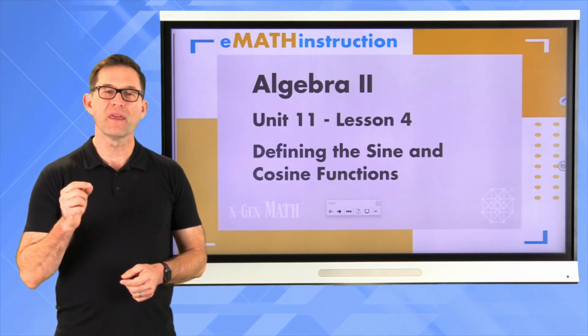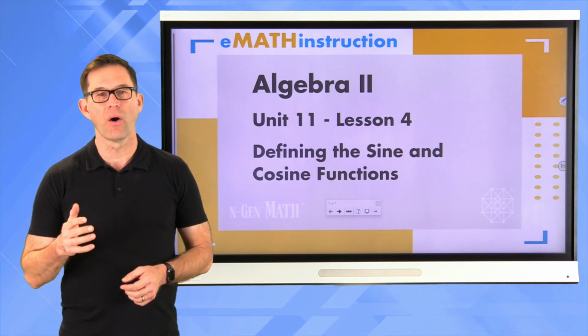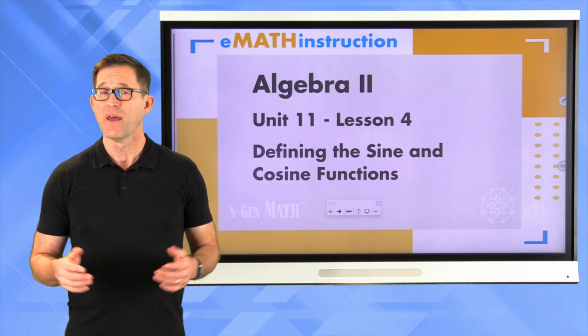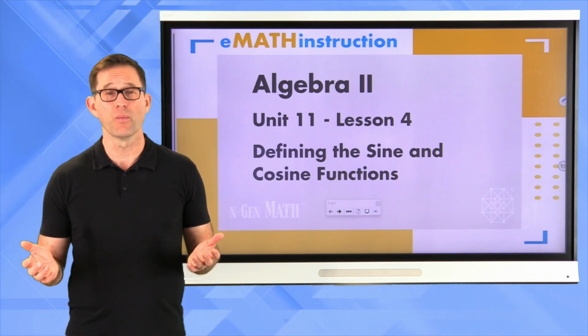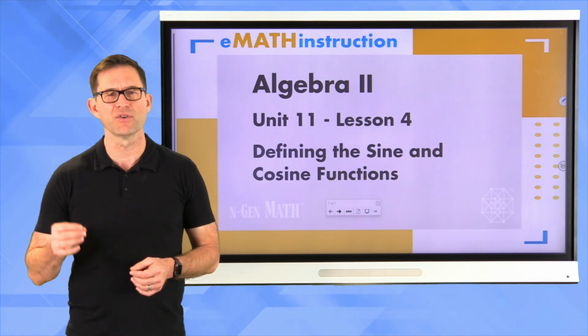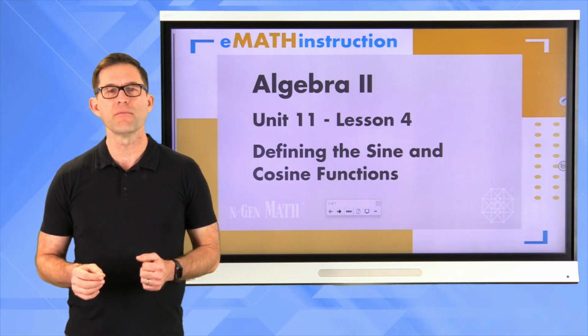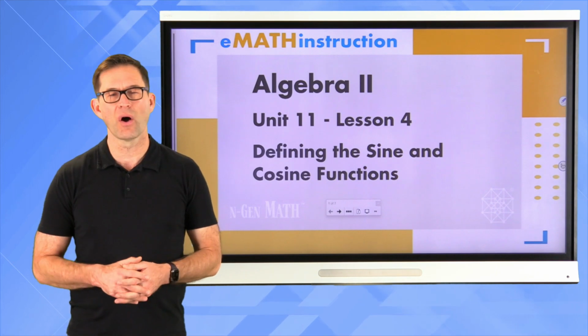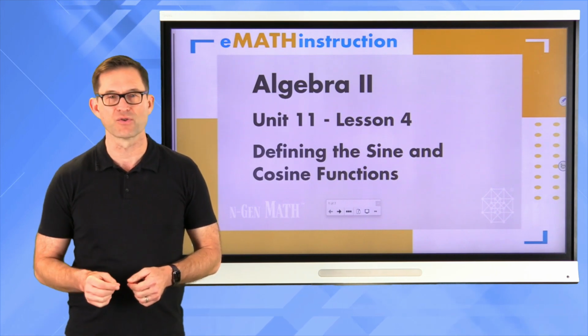Today we'll be doing Unit 11, Lesson 4 on defining the sine and cosine functions. When we began Unit 11, I said this is going to be all about trigonometric functions, the sine, the cosine, and the tangent. And yet, when we began this unit, we spent 3 whole lessons just looking at the geometry of circles, the radian measurement system, and the unit circle. Today, we finally start talking about the sine and the cosine function.